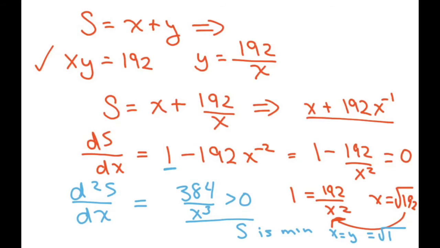Sorry about that, 192. Getting too close to the end here, so I'll just put it here. x equals y equals the square root of 192.